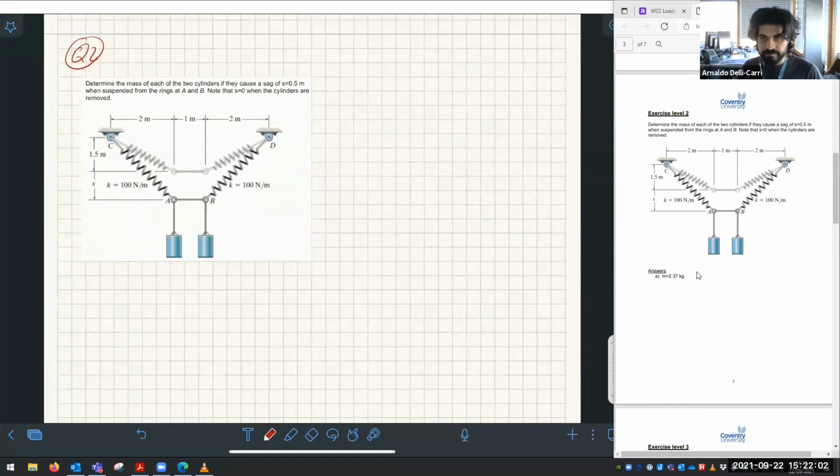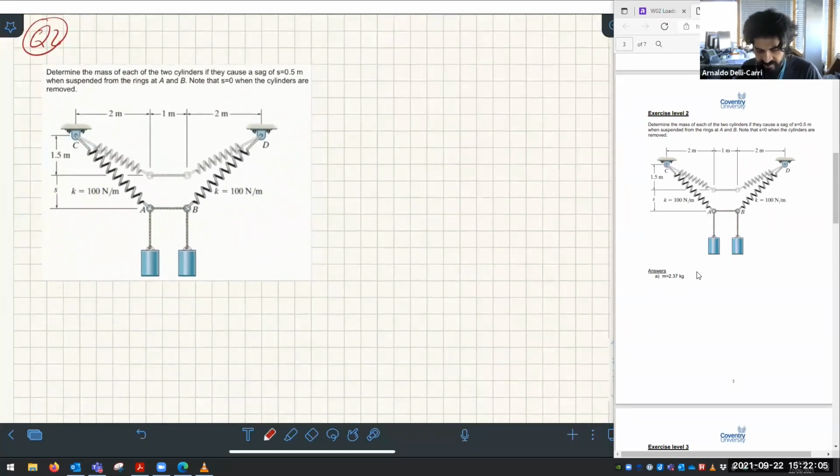So for question 2, we want to determine the mass of each of the 2 cylinders, so this one and this one, if they cause a sag S of 0.5 meters when suspended from the rings at A and B. Note that the sag S is 0 when the cylinders are removed. So we have the undeformed lengths of the spring that we can find, and we also have the deformed lengths of the spring. This semi-transparent drawing shows you the undeformed position of the springs.